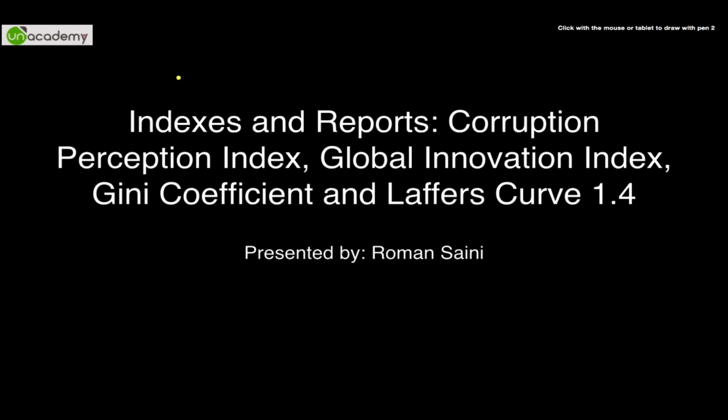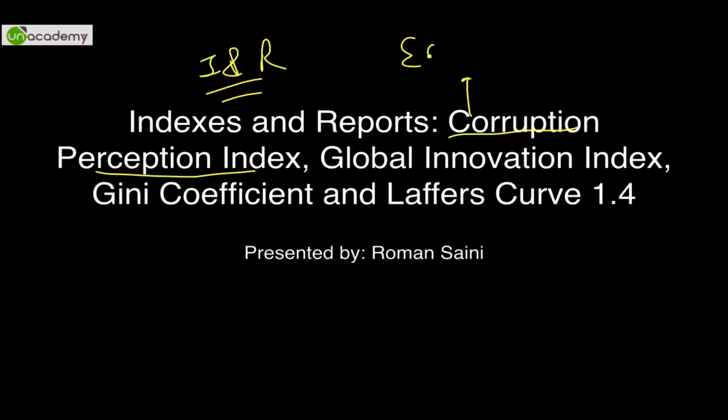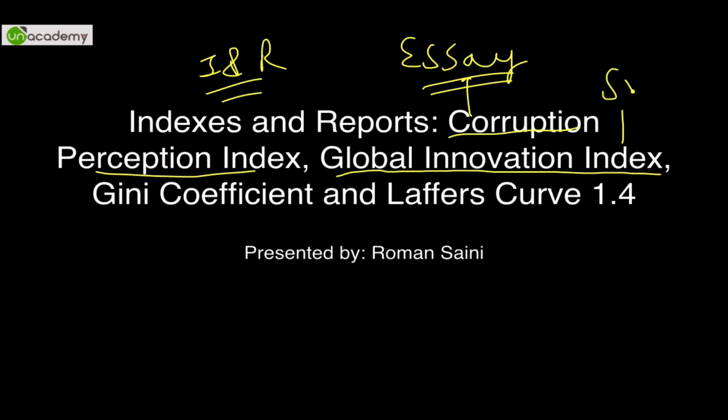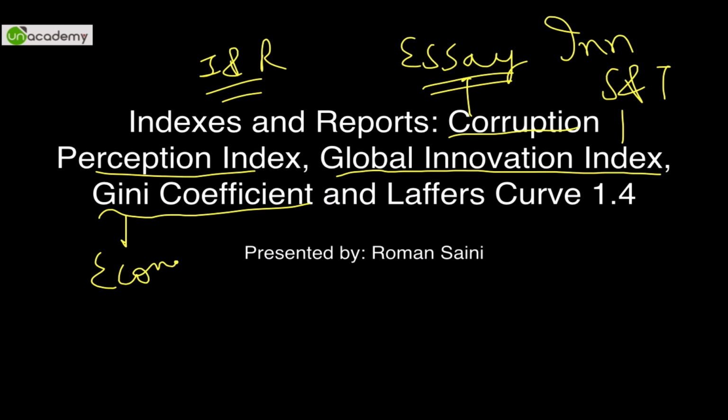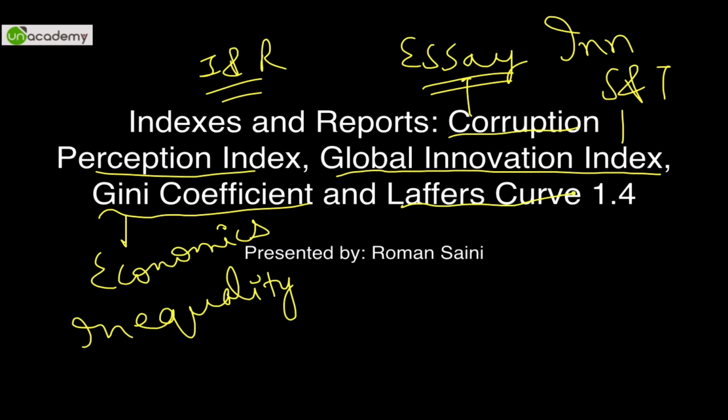Hey guys, what's up? So we continue our indexes and reports series, and in this we will talk about the Corruption Perception Index. Very important, especially for essay writing as well as writing a lot of answers in polity sections. Global Innovation Index, very crucial when you talk about science and technology, innovation policy, etc. Gini coefficient, extremely important in economics parlance whenever you talk about inequality or income distribution, etc. And finally we talk about Laffer's curve, again very crucial in economy.